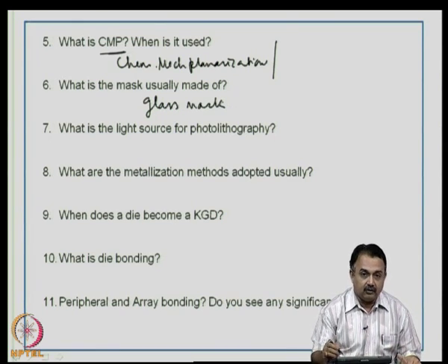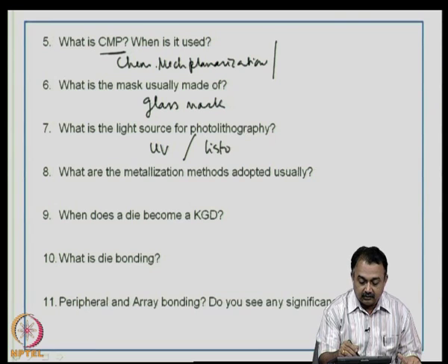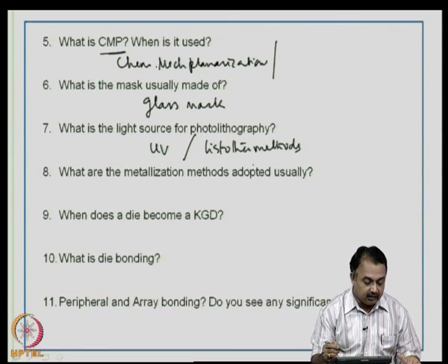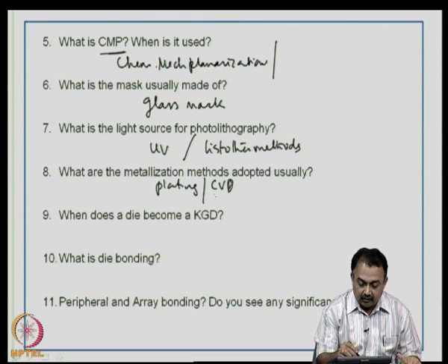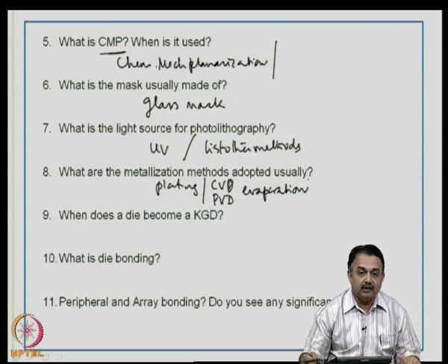Light source for photolithography typically is UV, and you must also be able to list other methods that are coming up today in place of UV. Metallization methods adopted typically: one is plating, the others are CVD, PVD, evaporation techniques and so on that can deposit very small thicknesses of conductor or insulators onto the wafer surface.